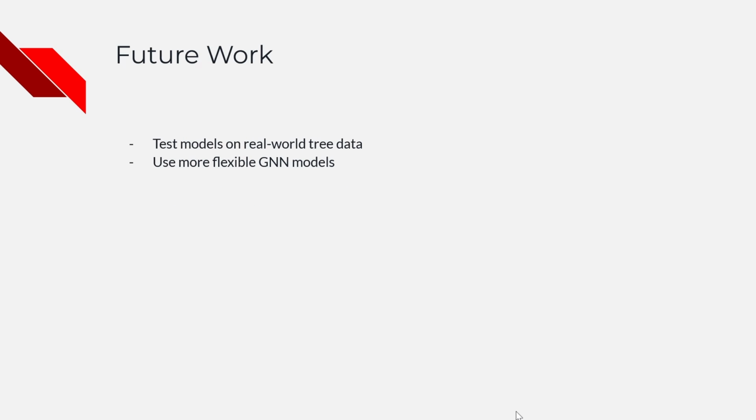Our future work will be aimed at introducing our models to real tree data, as well as the use of more flexible graph neural network models that allow us to overcome the message passing limitations graph convolutional networks bring with them.